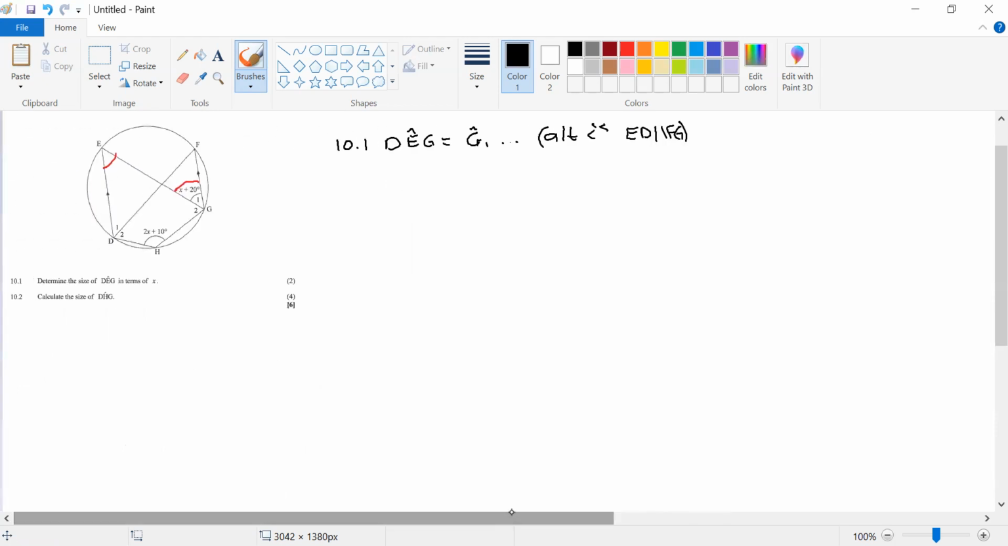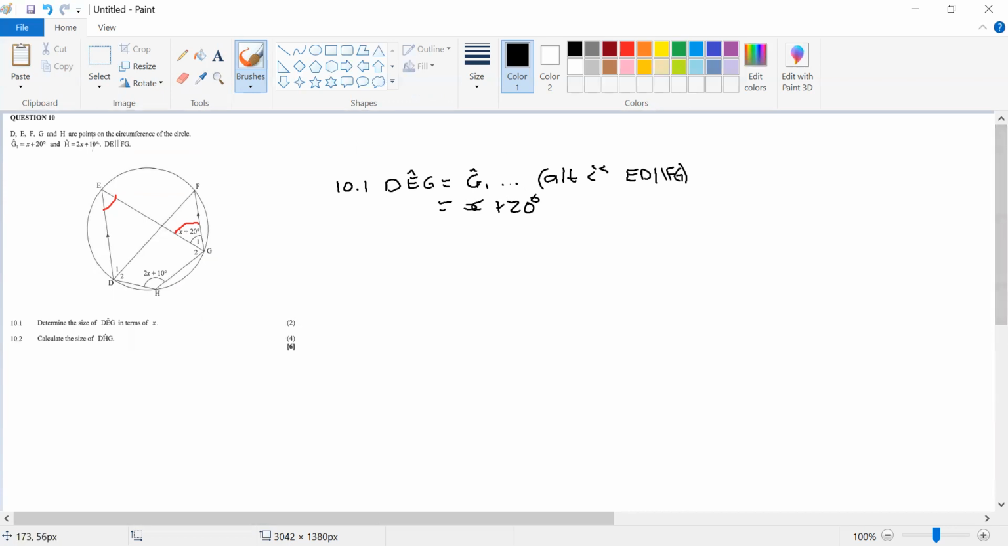So from there, all we need to do now is substitute for G1, which we know is X plus 20 degrees. All right, so as you can see, we identified in the problem that they gave us parallel lines, which meant that we were going to use it somewhere. And we already did in the first question. So seeing what they've given us actually helps us understand what type of things I need to look for in my diagram.